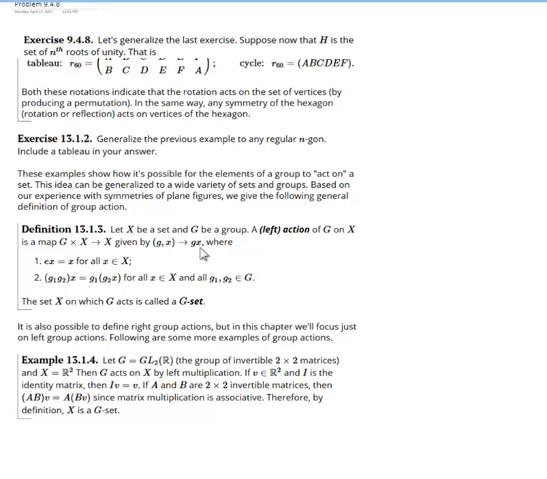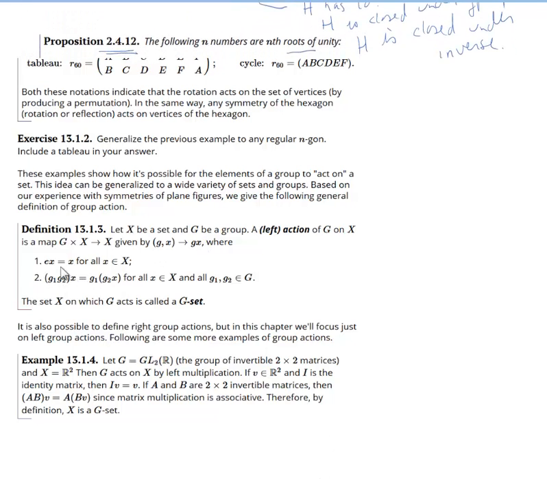Right. Now, if we have the identity rotation, that's going to take this X to itself. So let's see how that's expressed. Let's express it this way: eX is equal to X.